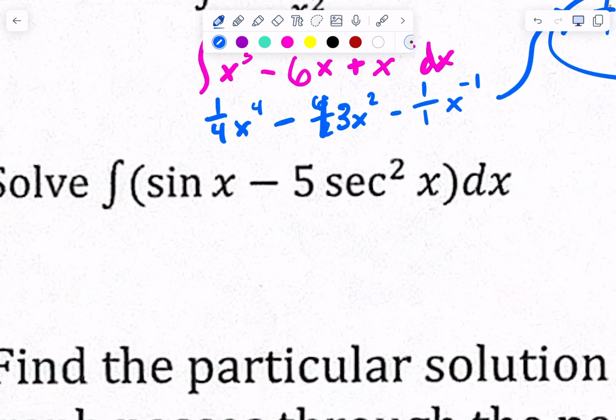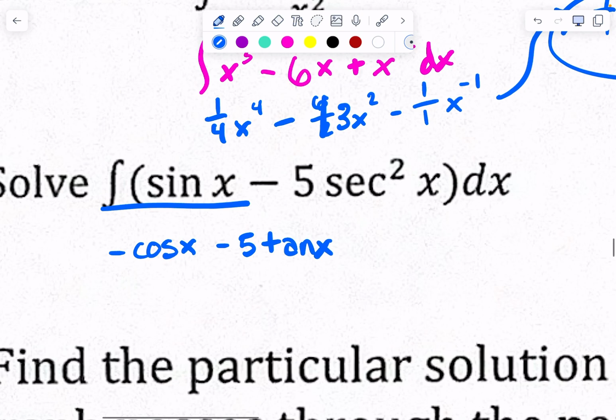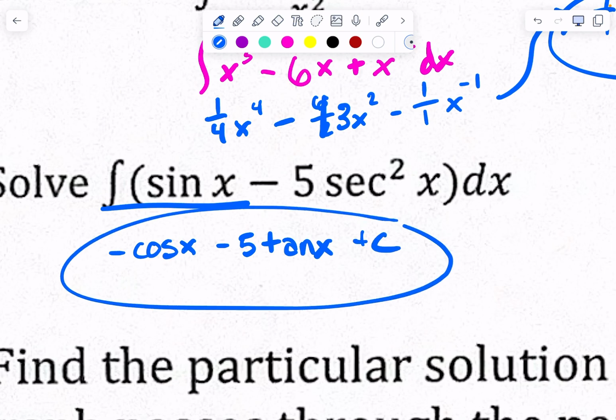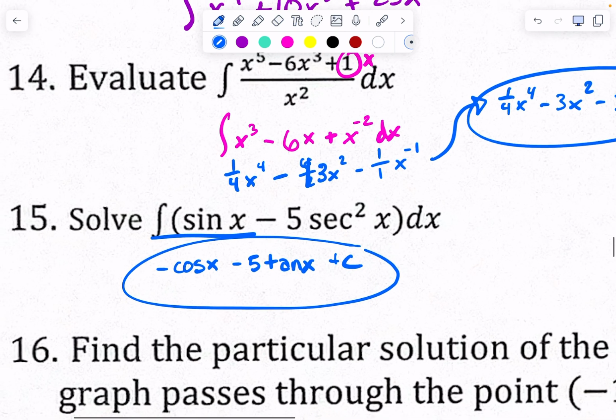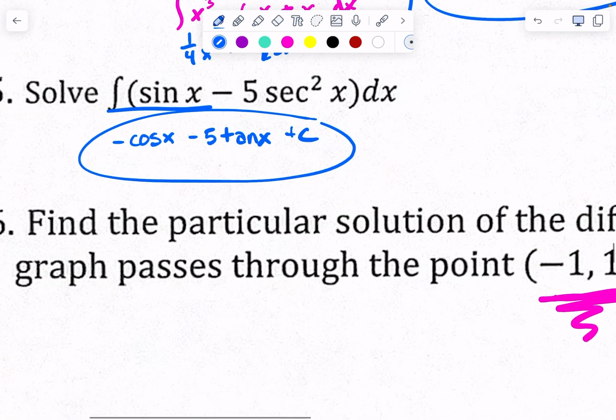How do we do this next thing? That's negative cosine x minus 5. The antiderivative of sine is negative cosine? I didn't actually look at it, it's just from my brain, so maybe. Yes, negative cosine x. Yep. You have a good brain. Minus 5. What's the antiderivative of secant squared? Isn't it tangent? Yes. Yeah, I did, for my good brain too. And then plus c. That's all. Sine is negative cosine.